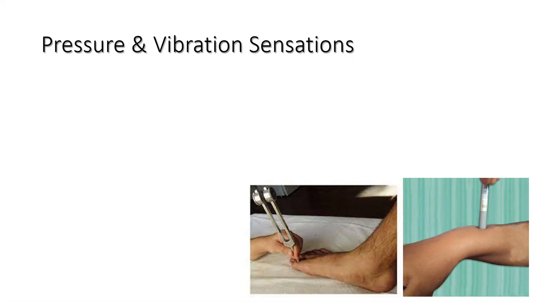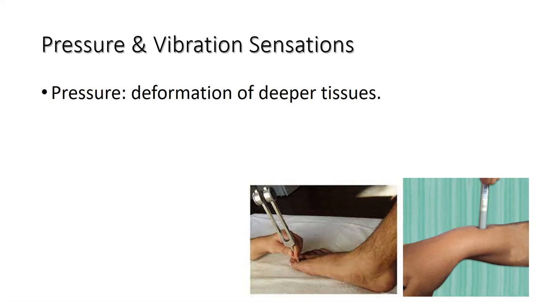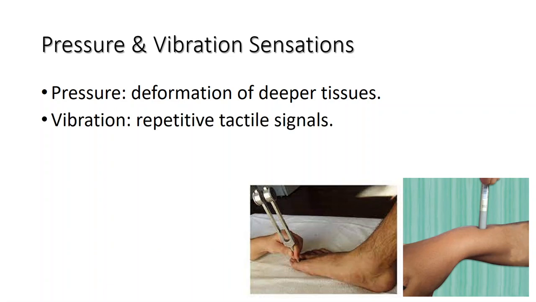Pressure sensation generally results from deformation of deeper tissues of the body. Vibration sensation results from repetitive sensory signals. Pressure and vibration are detected by the same types of receptors as those for touch, although different receptors detect different frequencies of vibration. They also transmit their signals over A beta nerve fibers.